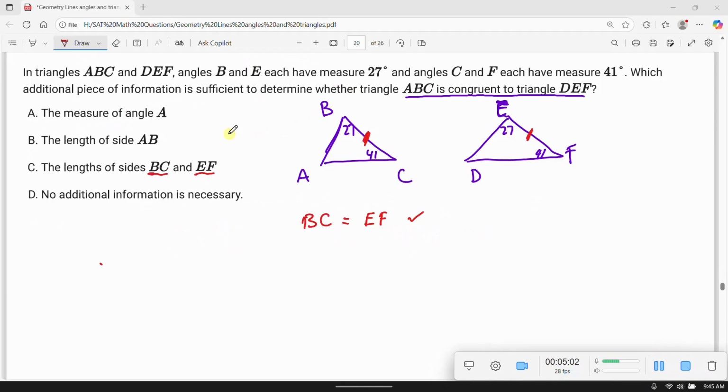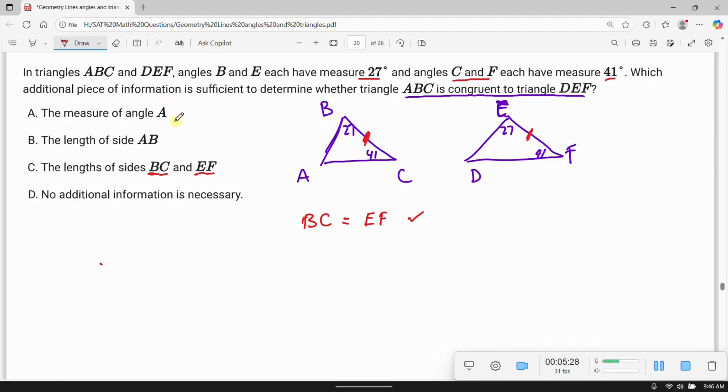I first sketch out the triangles ABC and DEF. Then I label the angle B and angle E 27 degrees. That's the way they give it to us. And then I'm going to label the angle C and angle F 41 degrees. They give it to us. Then I'm going to go to the choices.